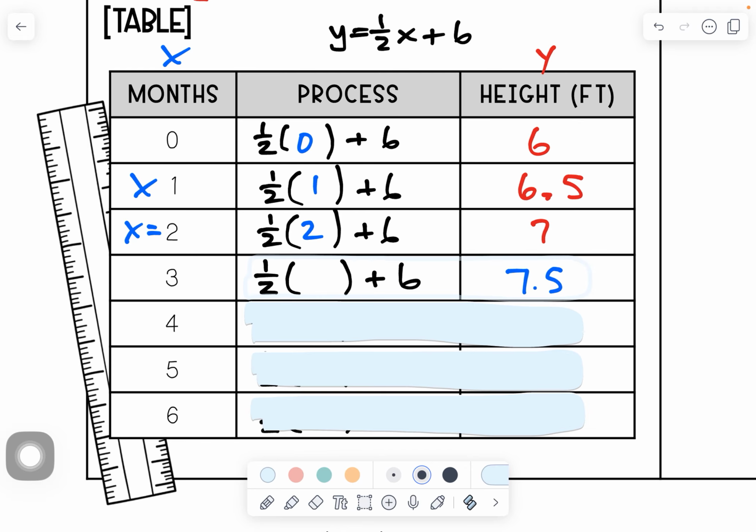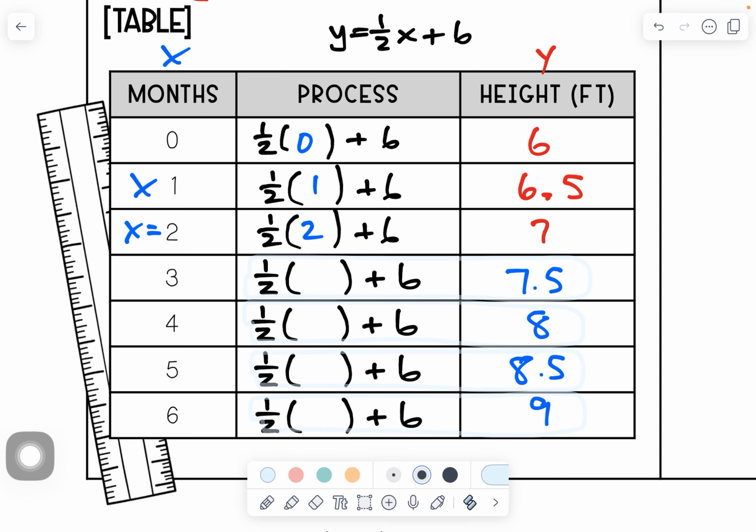And here's what I ended up with. So 1/2 times 3. Sorry about that. One half times 4, 1/2 times 5, 1/2 times 6. For some reason I can't write in there because I already used the erase feature. Anyway, so those are the values that I get in my table.